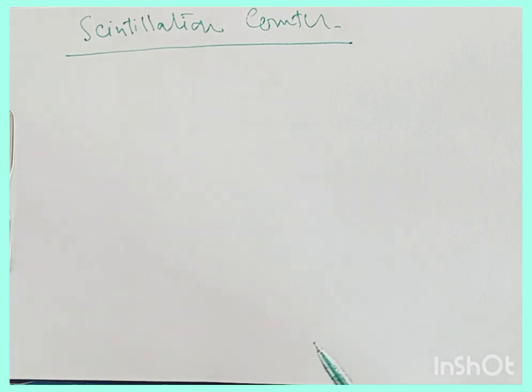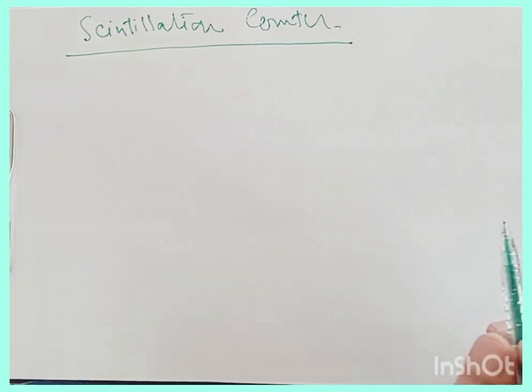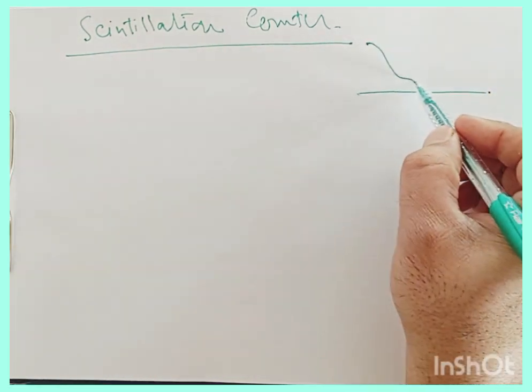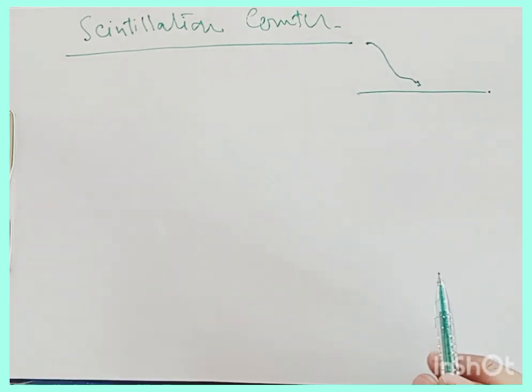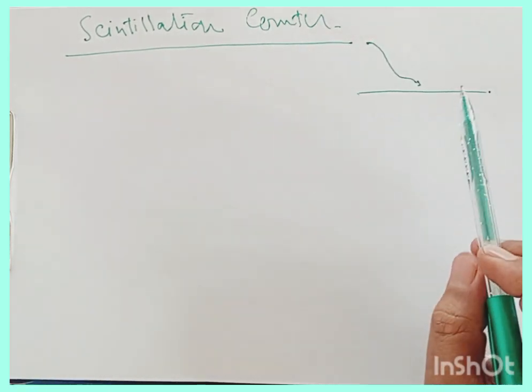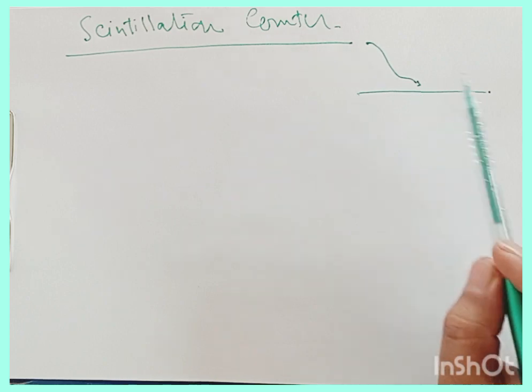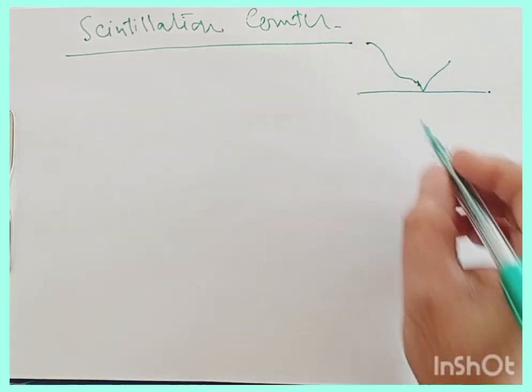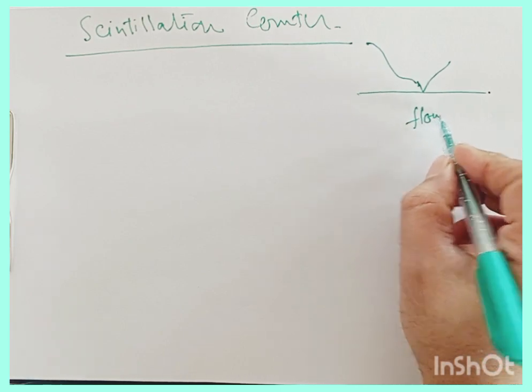What happens, basically, in this case is that when electromagnetic radiation falls on certain material, suppose I have a material and some radiation falls on it, it can emit light. The material can emit light due to the phenomenon called fluorescence.